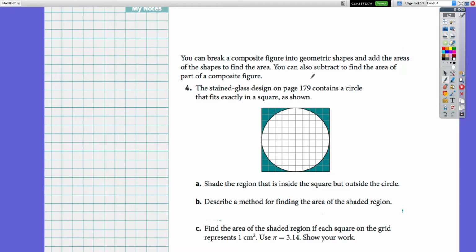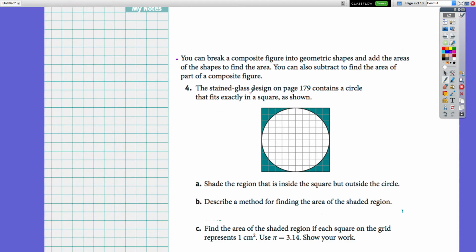So this problem down below, guys, is a very, very typical 7th grade I-STEP question. We start here saying you can break a composite figure into geometric shapes and add the areas of shapes to find the area. That's what we were just doing. Well, if we can add, you can also subtract to find the area of part of a composite figure. A lot of times, guys, you will see questions that ask, find the shaded region. This is going to lead us through that type of problem.